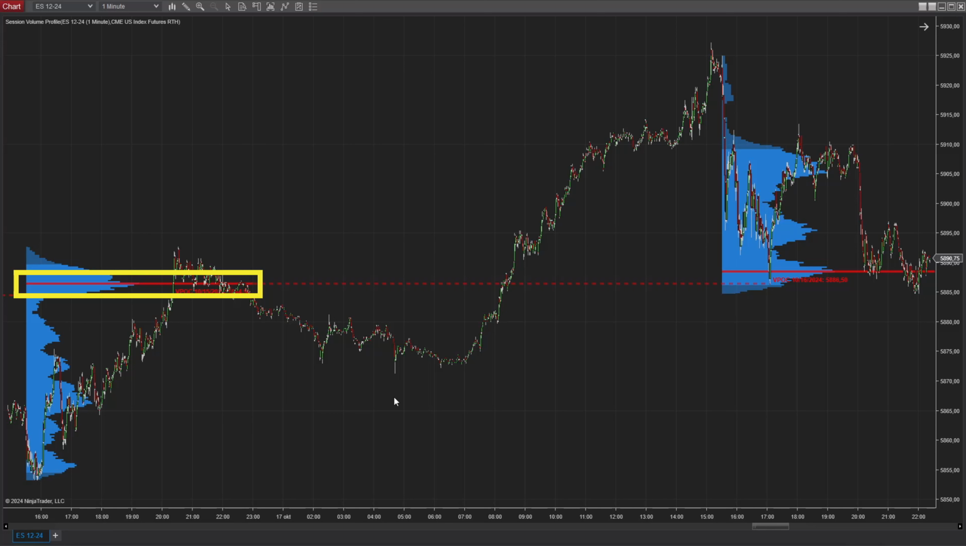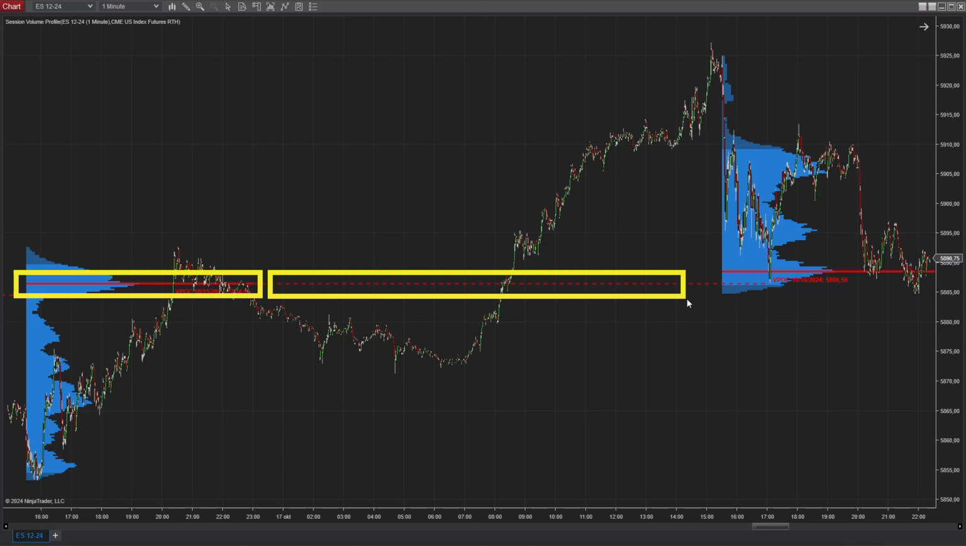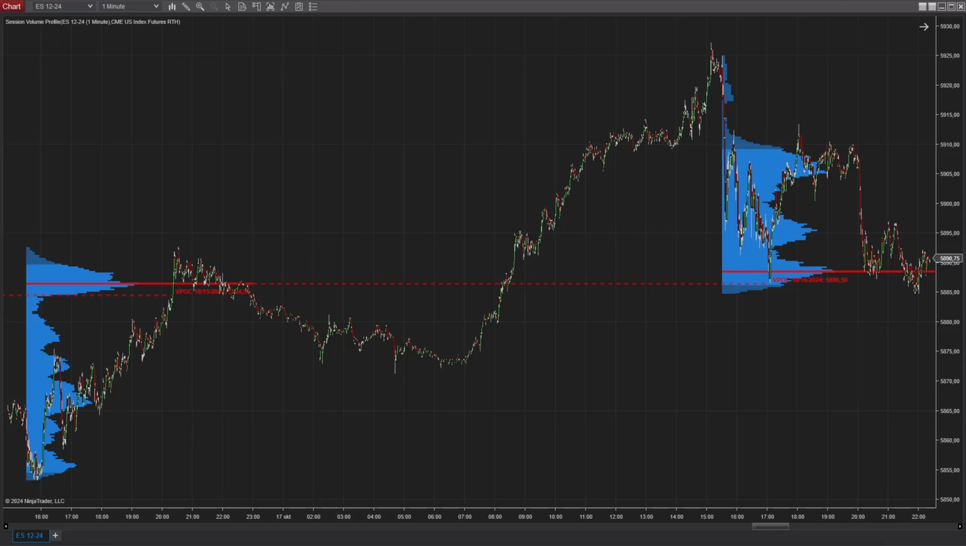And what is a naked VPOC? When a session ends and that VPOC hasn't been retested by price in future sessions, so in this case the regular trading hours, it's called a naked VPOC. These levels can act as powerful magnets for price, providing us with key support and resistance levels. So if we're looking on the chart here, the naked one starts where the session ends, and it's represented by the dashed line.